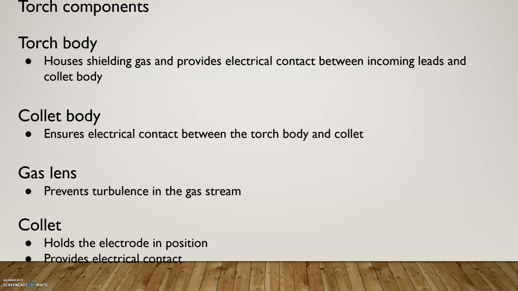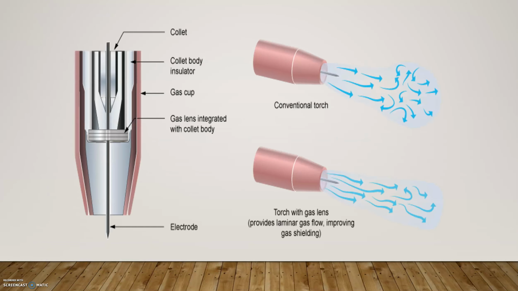The torch body holds all the guts, electricity, and shielding gas. The collet body transfers energy to the collet. The collet holds the electrode and gives it power. A gas lens, if available, prevents turbulence and improves weld quality. Here is a gas lens diagram. You can see without one of the gas lenses, gas scatters once it leaves the cup.